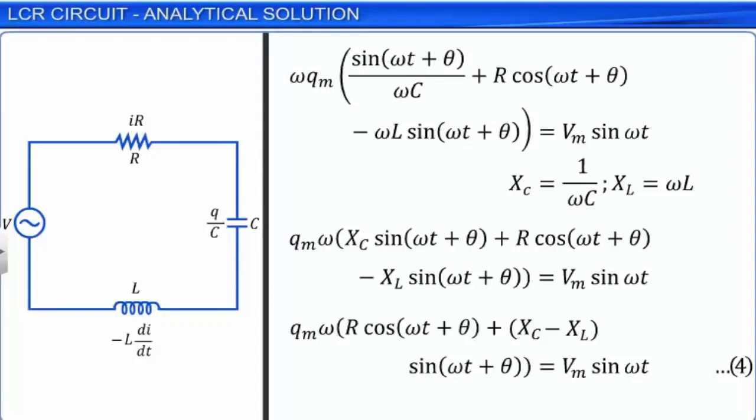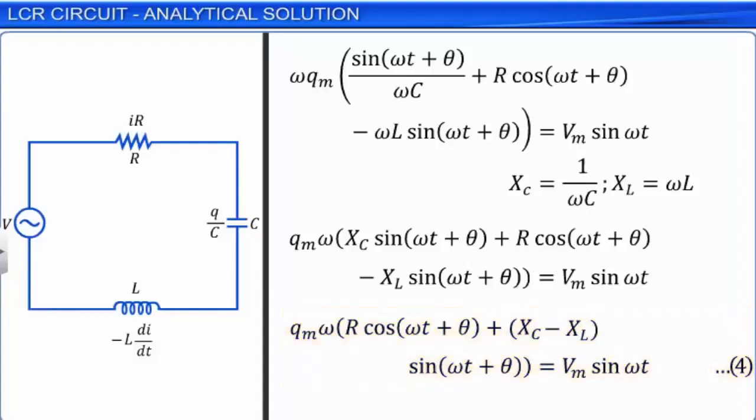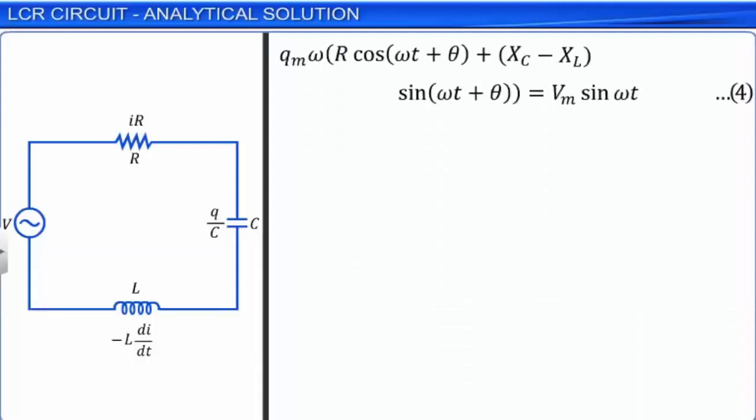Similar to resistance in a DC circuit, we introduce a quantity impedance in AC circuits, denoted by Z. Here, Z is the impedance of the LCR series AC circuit and is expressed as Z is equal to under root R square plus (XC minus XL) square. In equation 4, multiplying and dividing the left-hand side by the impedance of the circuit Z, we get the equation 5.